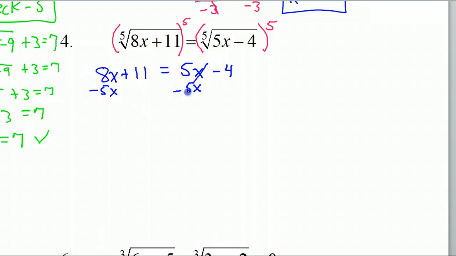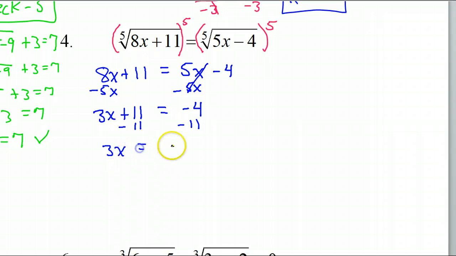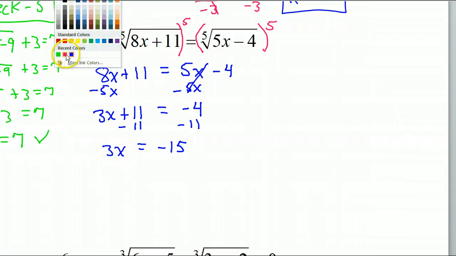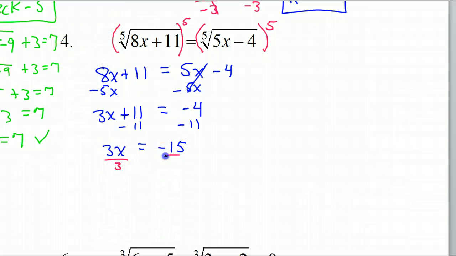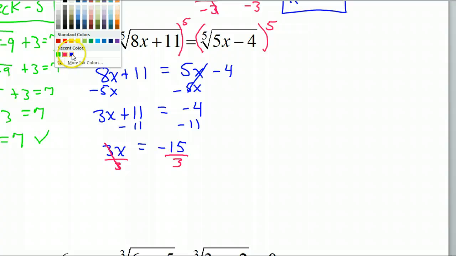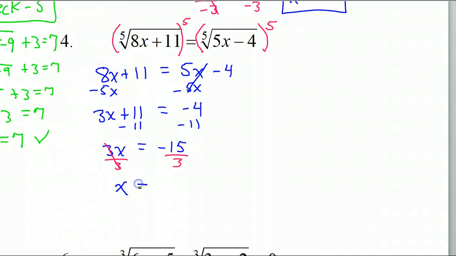All right, so these will cancel out, and that will leave me with 3x plus 11 is equal to negative 4. All right, got to get x by itself, so let's get rid of this 11. Minus 11 on both sides, so that'll give me 3x is equal to negative 15, and then we'll just divide by 3. So that'll give us x equals negative 5.